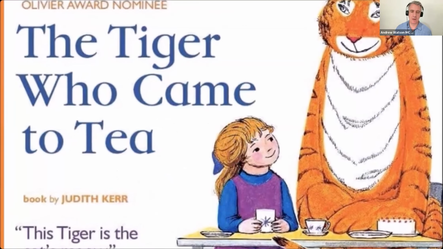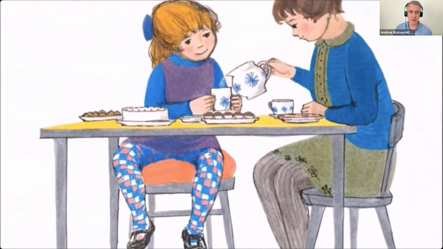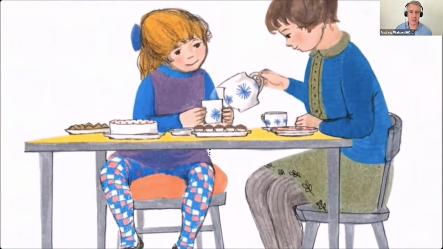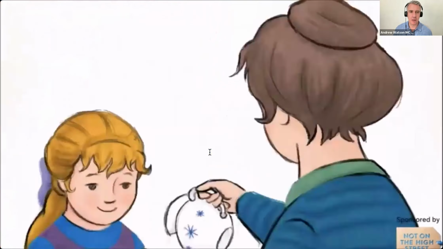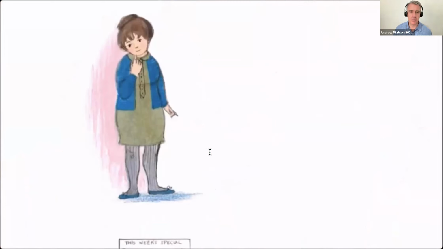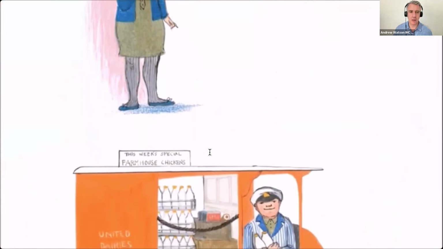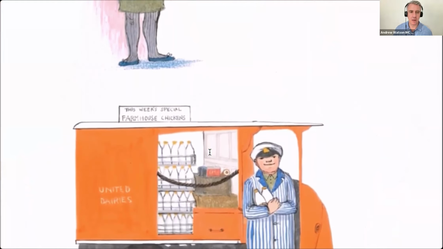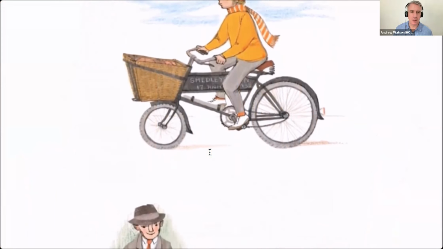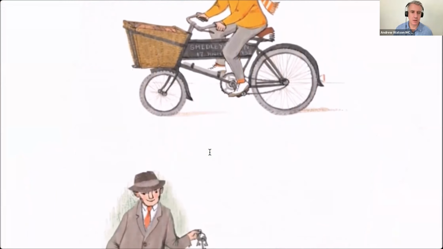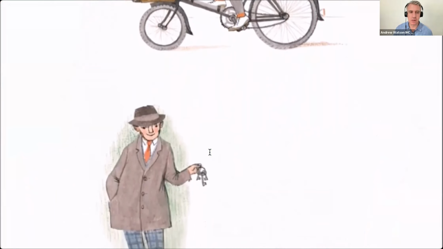Who came to tea. Once there was a little girl called Sophie, and she was having tea with her mummy in the kitchen. Suddenly, there was a ring at the door. "Oh," Sophie's mummy said, "I wonder who that can be. It can't be the milkman, because he came this morning. And it can't be the boy from the grocer, because this isn't the day he comes. And it can't be Daddy, because he's got his key. We'd better open the door and see."